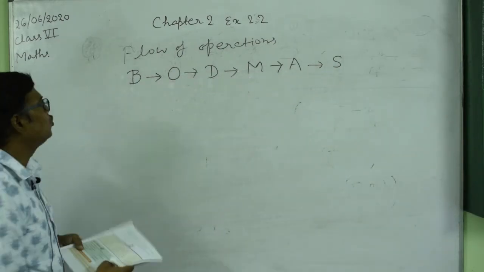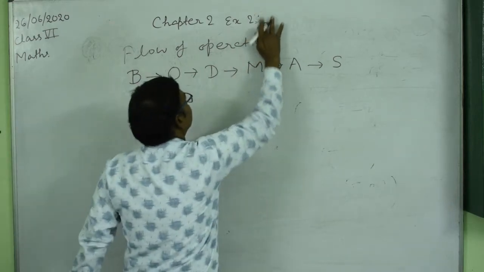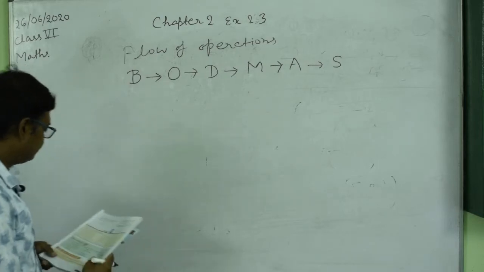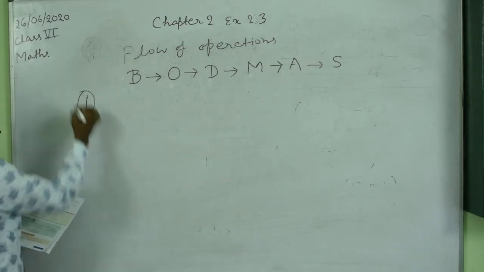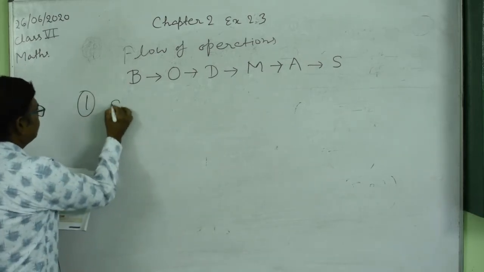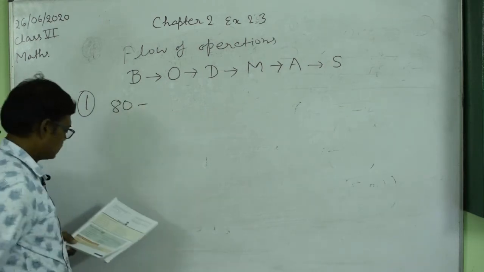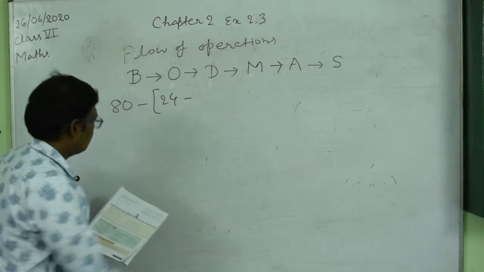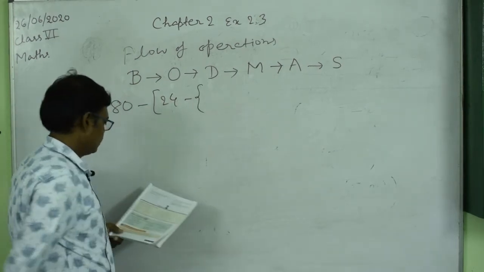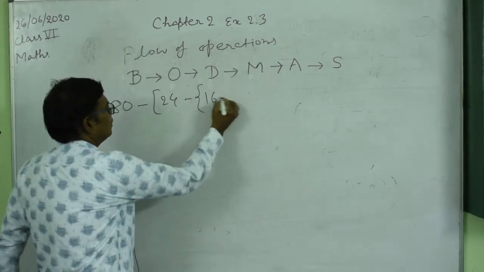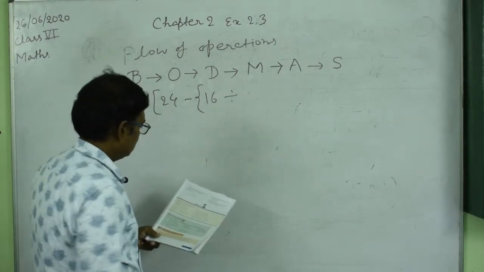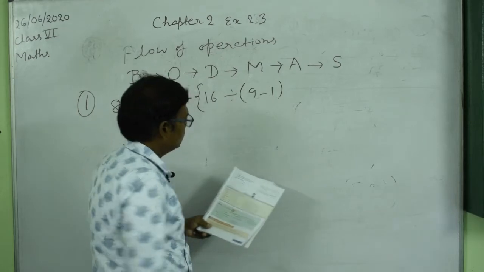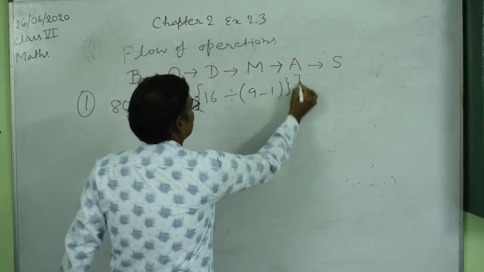Now exercise 2.3, question number 1. You have here 80 minus 24 minus, then curly bracket, 16 divided by 9 minus 1, and then closing curly bracket and square bracket.